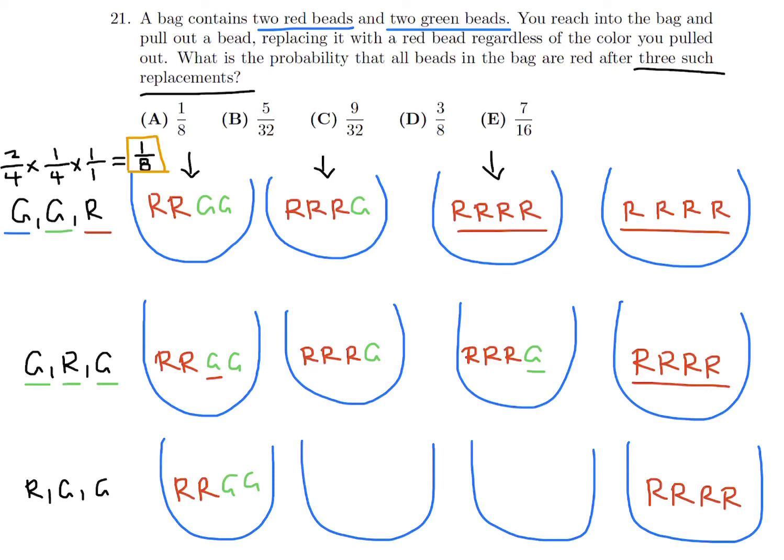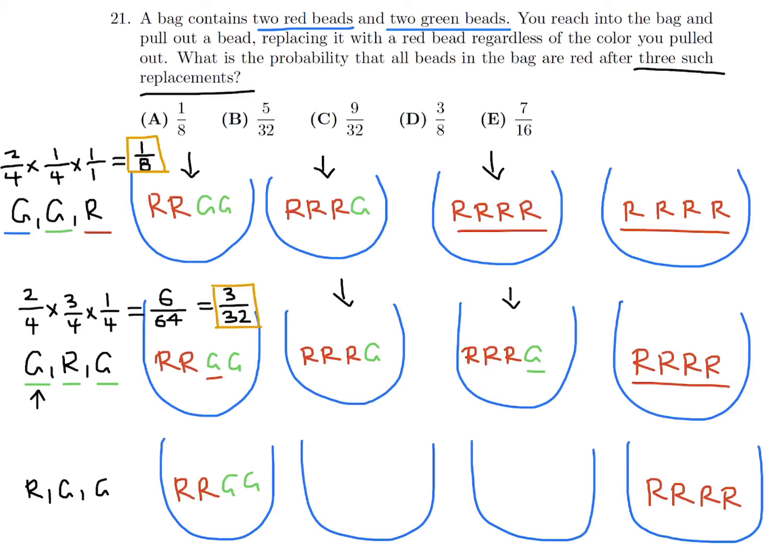Now I have to figure out the probability of this scenario. Well, for the initial green, the probability of getting a green is 2 out of 4. Next one here, the probability of getting a red is 3 out of 4. And finally, the probability of getting a green there is 1 out of 4. So you multiply these together and you get 6 over 64, and this in lowest terms is 3 over 32. Okay, so that is scenario number 2.